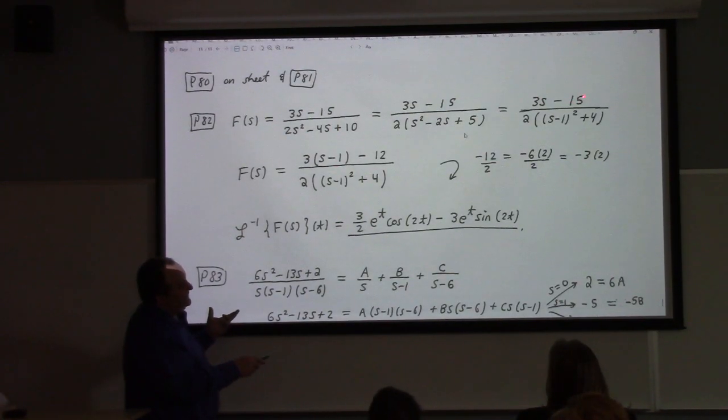But you see, I had a minus 15 before, so I have to have a 12 here, because 12 minus, minus 12 minus 3 is minus 15. So this and that, they will be equal.